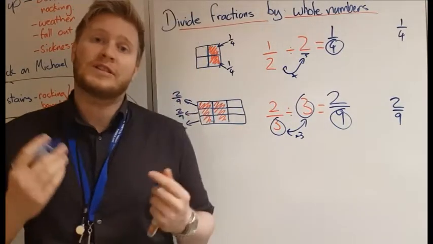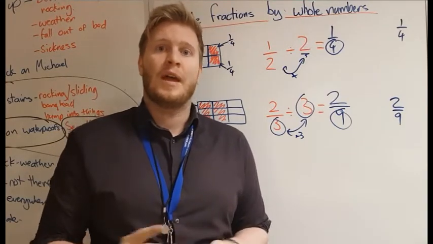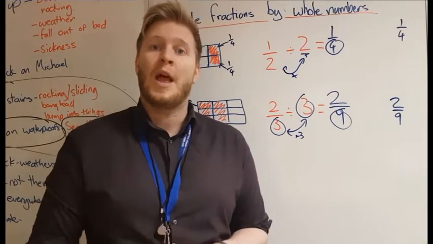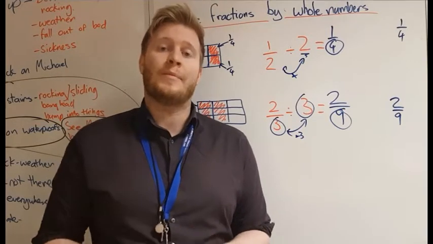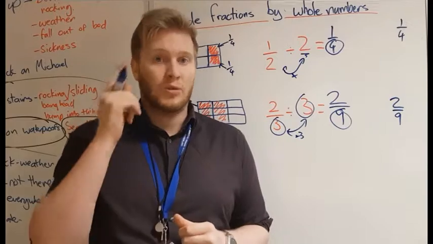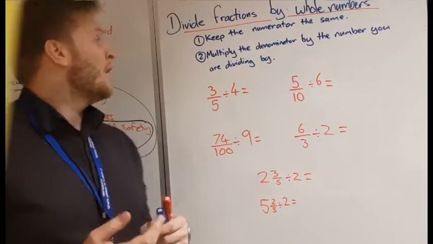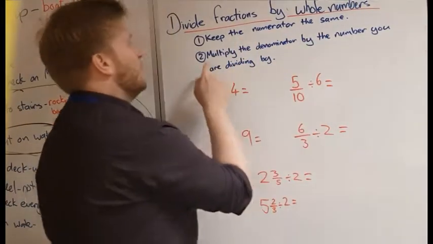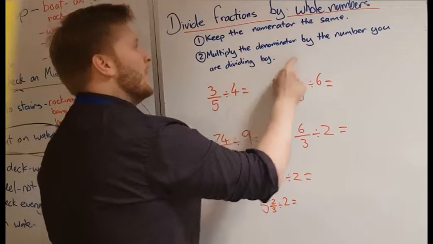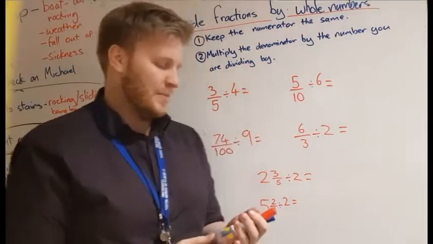So now we've got a simple rule. We keep the numerator the same, and then we multiply the denominator by the number we're dividing by. Let's have a couple more examples, just using the rule to make sure we've got it in our head. I've got my rules up here. Number 1, keep the numerator the same, and number 2, multiply the denominator by the number you are dividing by. We're going to do some little examples here.